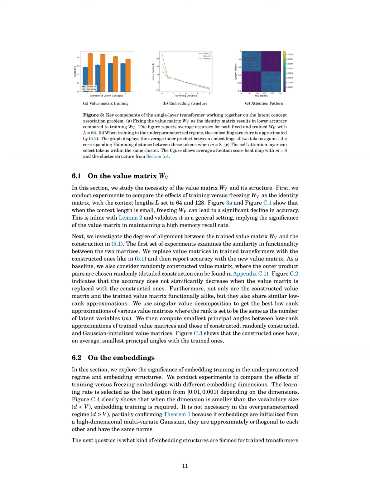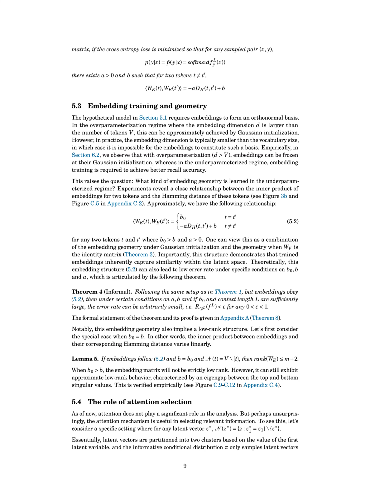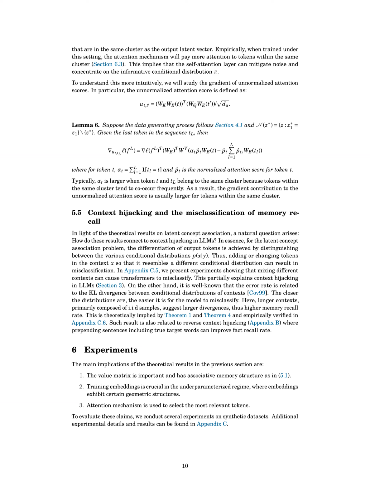Experiments are conducted to compare the effects of training versus freezing the value matrix, and to examine the alignment between trained and constructed value matrices. The significance of embedding training and the formation of specific embedding structures in the underparameterized regime are also studied. Additionally, the role of the attention selection mechanism is analyzed, showing how attention can filter out noise and focus on relevant information in the context.